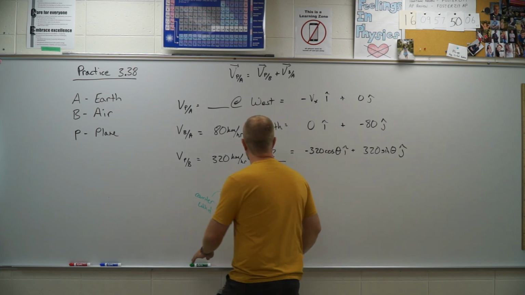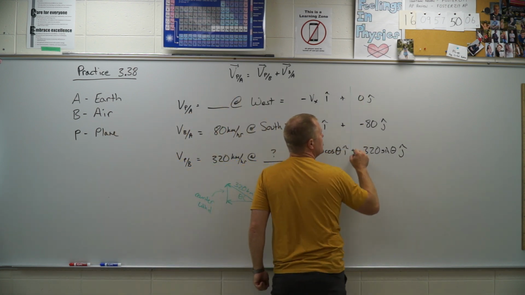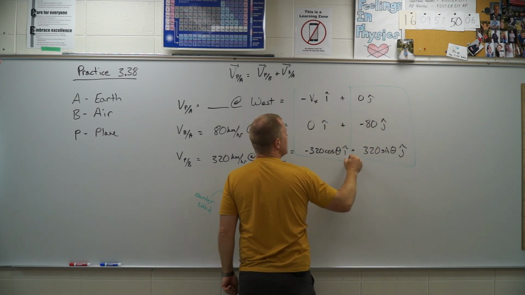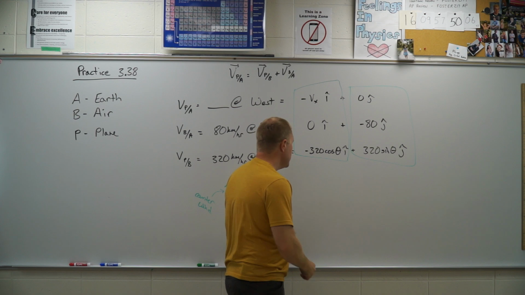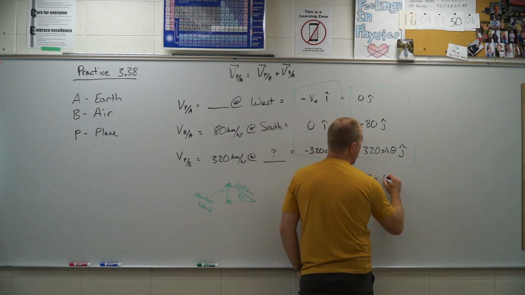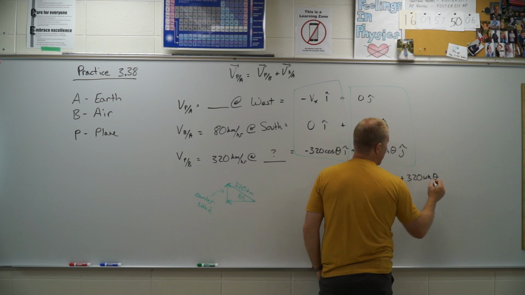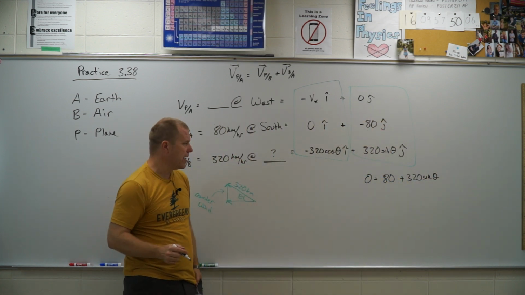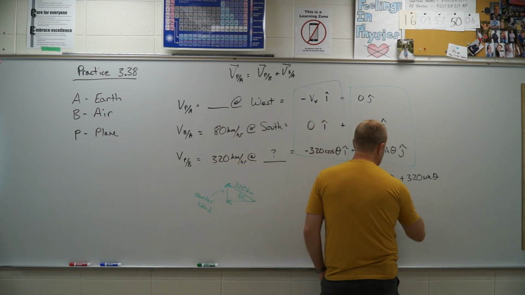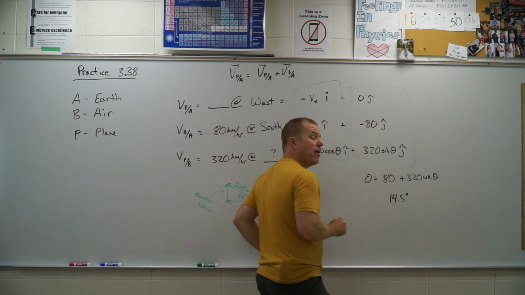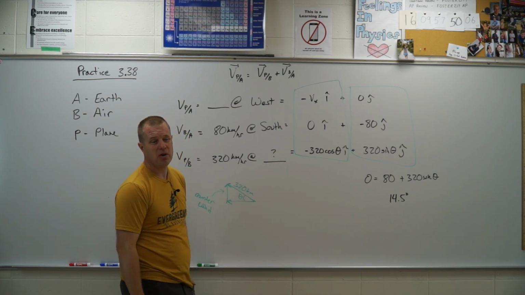Now, the advantage here is, just like we did on that other problem, I can use this equation in the j hat direction and I can use it in the i hat direction. So in the j hat direction, I have 0 is equal to 80 plus 320 sine theta. What I can use this for is to find theta. So if I go ahead and solve for theta there, we end up with 14.5 degrees. So now I know my plane should be flying at 14.5 degrees north of west.